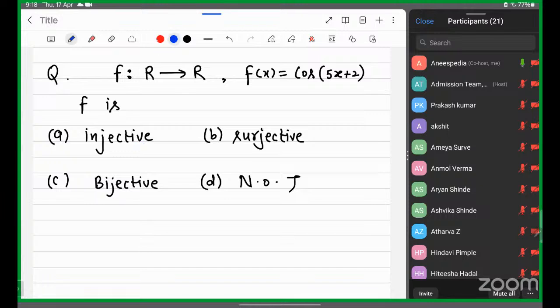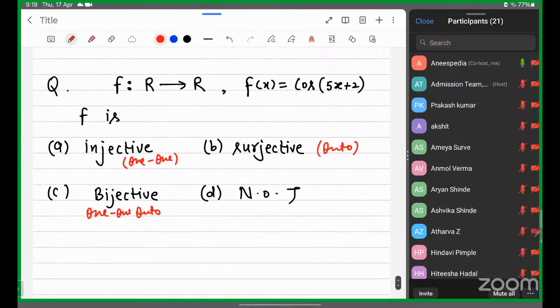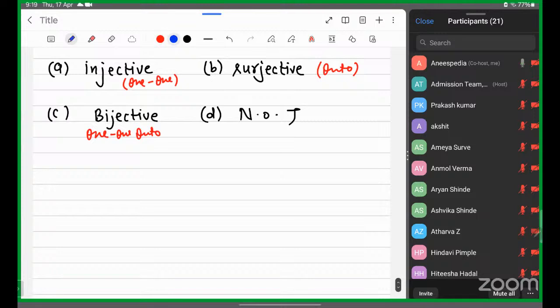Injective is known as 1-1, and surjective is onto. Bijective means injective and surjective both, which means 1-1 onto, or none of these. So if you want to check whether the given function is onto or not, just try to find out its range. So according to the question, codomain of the function f is R. What will be range of function f?